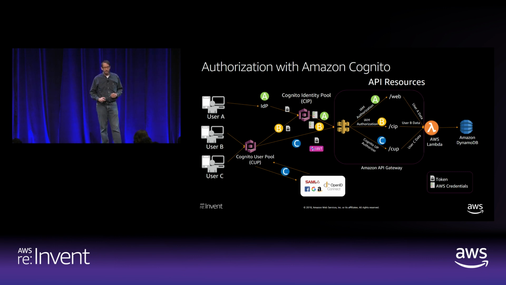And then the third way to handle authorization with Cognito is just directly validating the web tokens that Cognito User Pools provides. So in this case, we're not using IAM authorization. We're using a specific Cognito User Pools authorizer. We take the token directly from Cognito User Pools, and API Gateway validates that for us. So that's probably the lowest latency way to perform authorization.